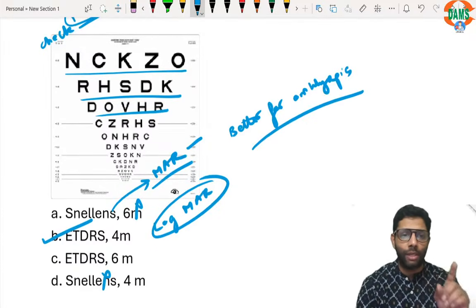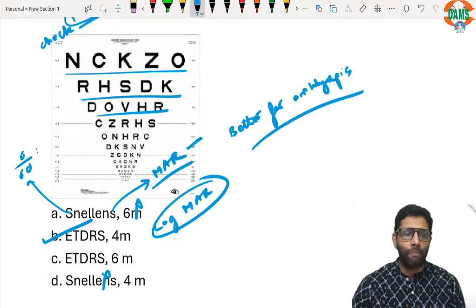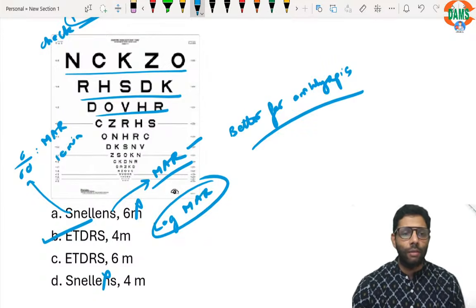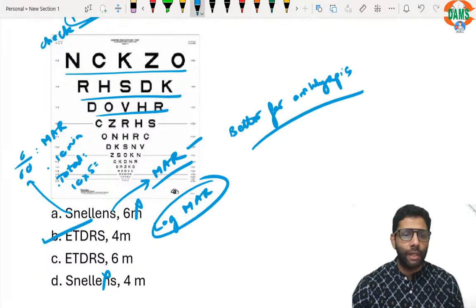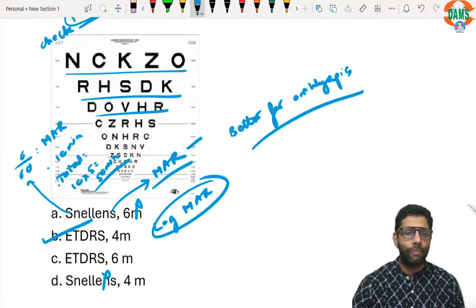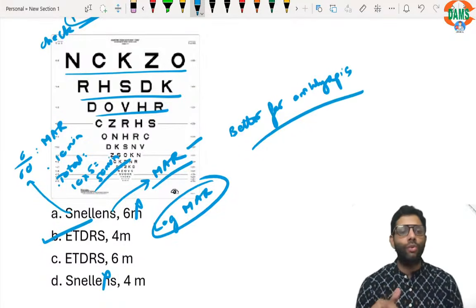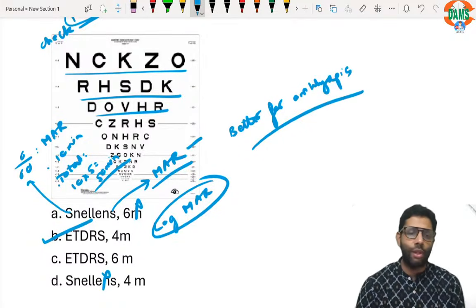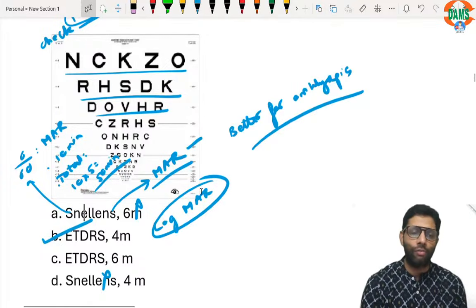Snellen chart MAR, minimal angle of resolution, you should know. In Snellen's chart, the minimal angle of resolution is, for example, if the visual acuity is 6 by 60, MAR will be 60 by 6, 10 minutes. But the total letter will subtend, 5 segments are there, so total will subtend 10 into 5, 50 minutes. In ETDRS, we do log of MAR. Calculation is not ours, so it is also known as log MAR chart, done from 4 meters.